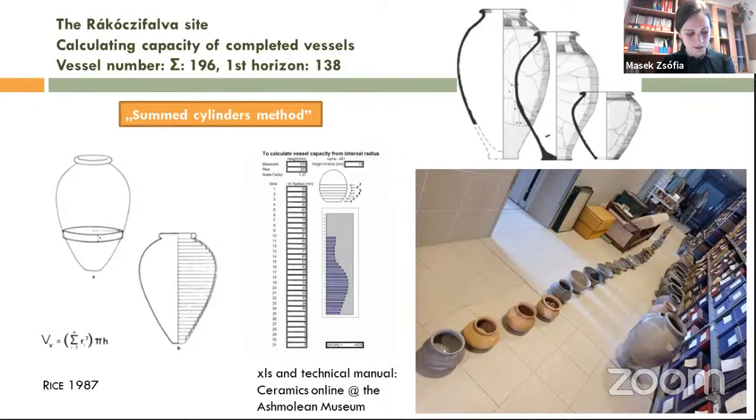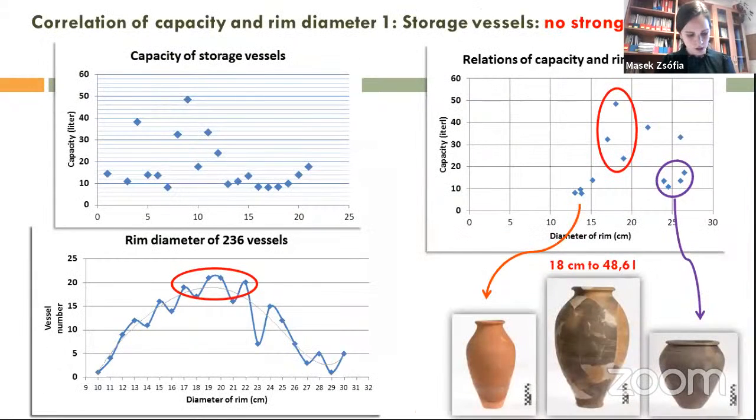In the next step, I would like to see the correlations between capacity and dimensions. The most significant data we have are the diameters of the mouth, so I tried to connect these two data sets. The result was, as you can see, that the storage vessels most commonly have a diameter between 17 and 22 centimeters. There is no strong correlation with the capacity. The largest completed storage vessel had, for example, a diameter of 18 centimeters.